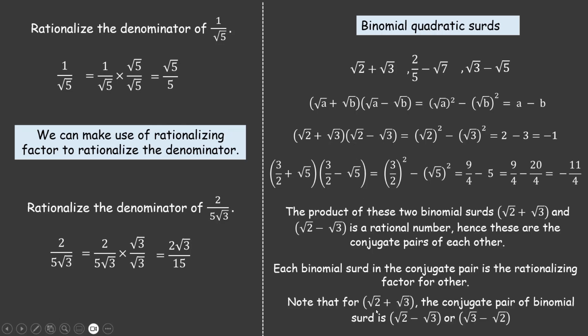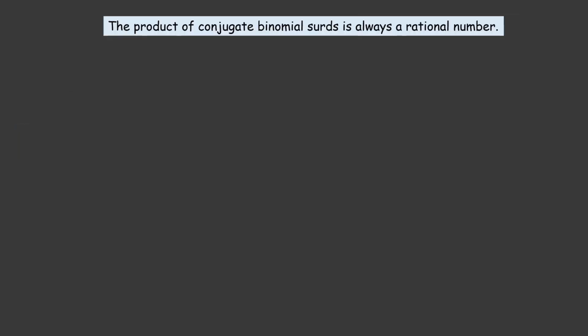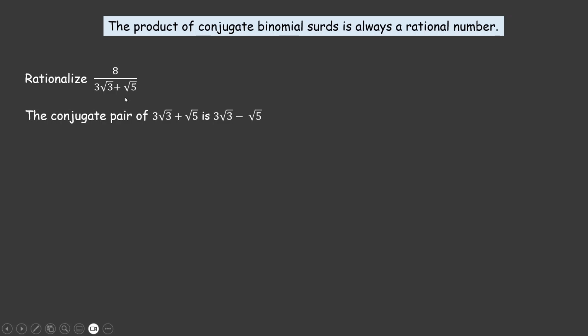Also note that for root 2 plus root 3, the conjugate pair of the binomial surd is root 2 minus root 3 or root 3 minus root 2. So we can conclude that the product of conjugate binomial surds is always a rational number. And now let us use this to rationalize this denominator. First of all, the conjugate pair of 3 root 3 plus root 5 is 3 root 3 minus root 5. So we are going to multiply and divide this term with 3 root 3 minus root 5.